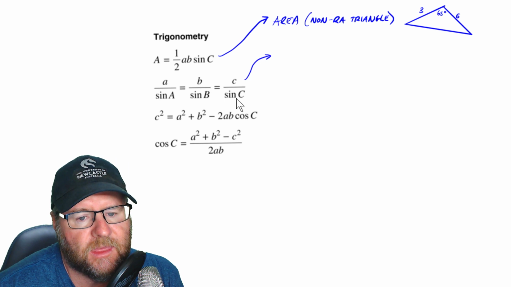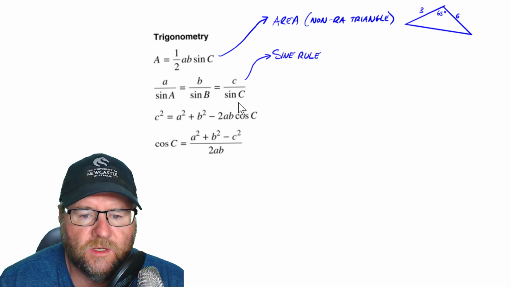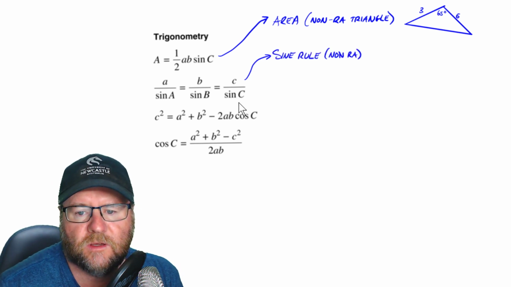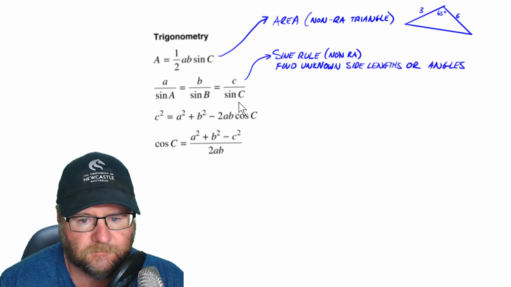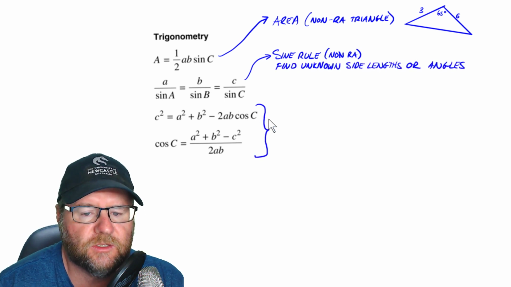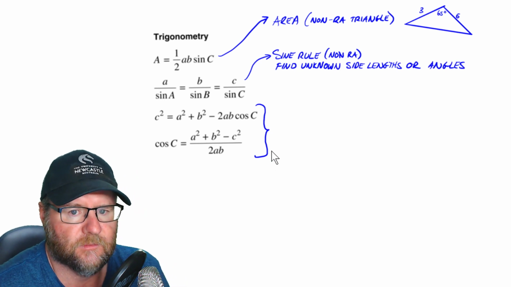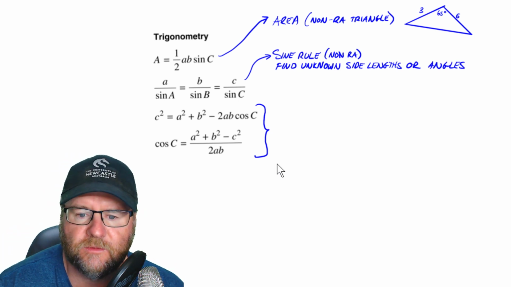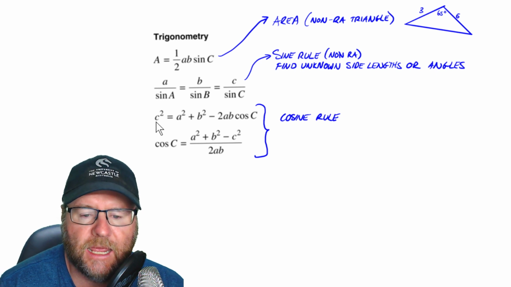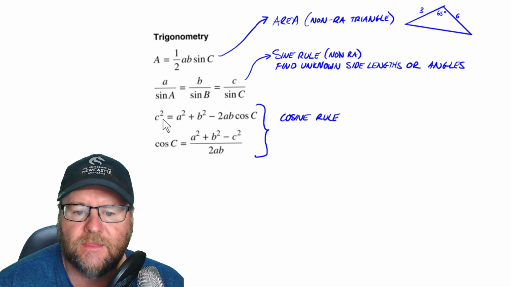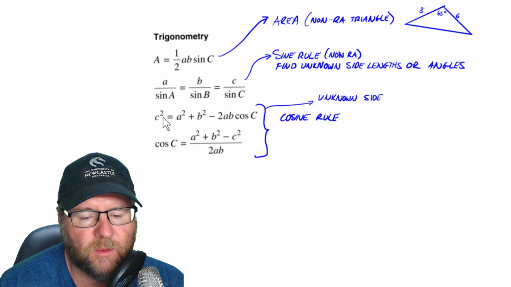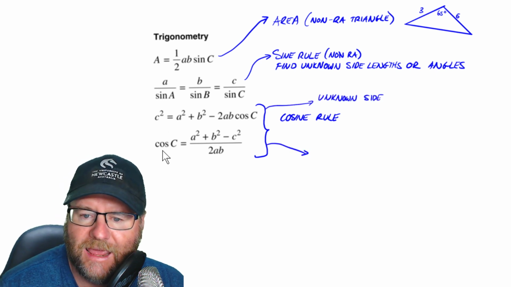I've got the sine rule, which I use to find unknown sides or lengths of a non-right angled triangle. And these two are both representations of the cosine rule. The first one is written in a format where I'm trying to find an unknown side, and the second one is written in a format where I'm trying to find an unknown angle.